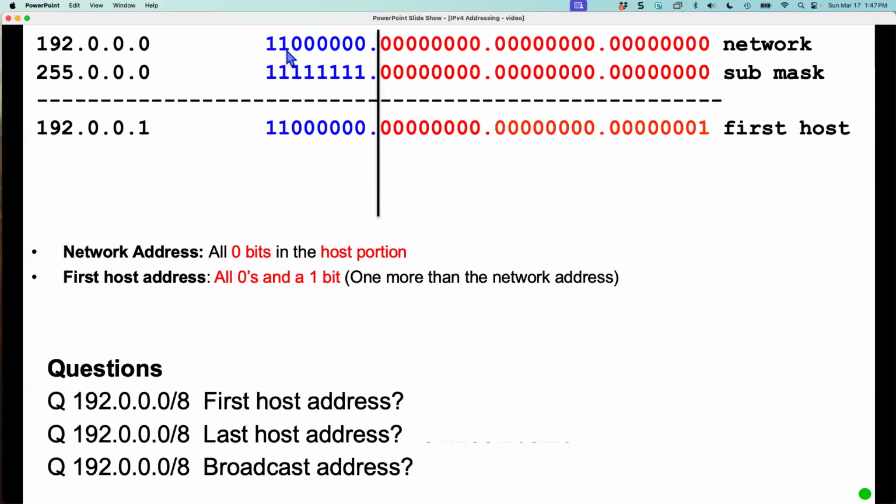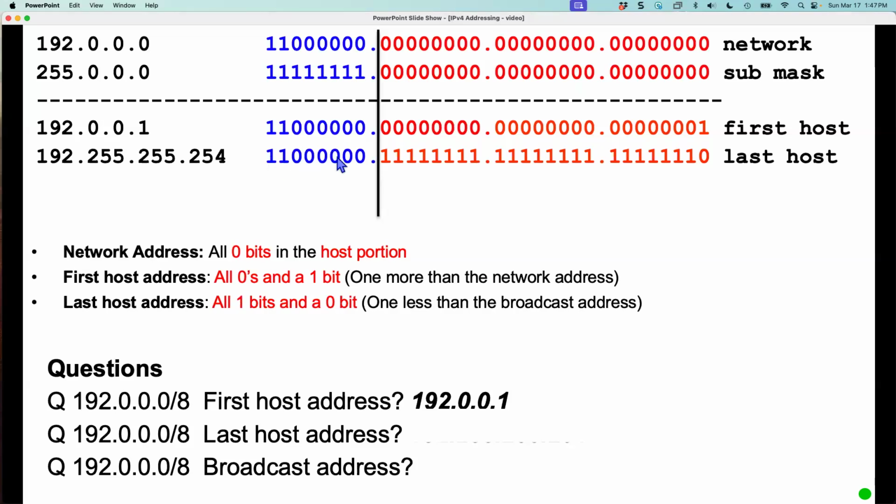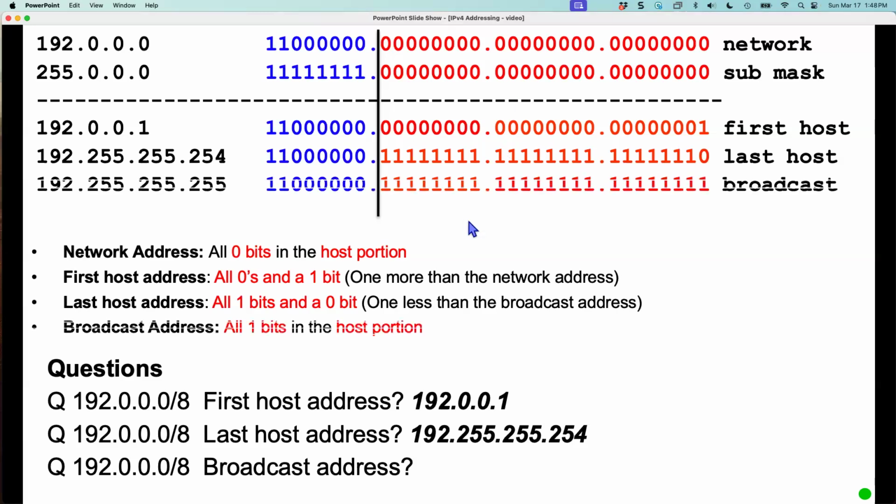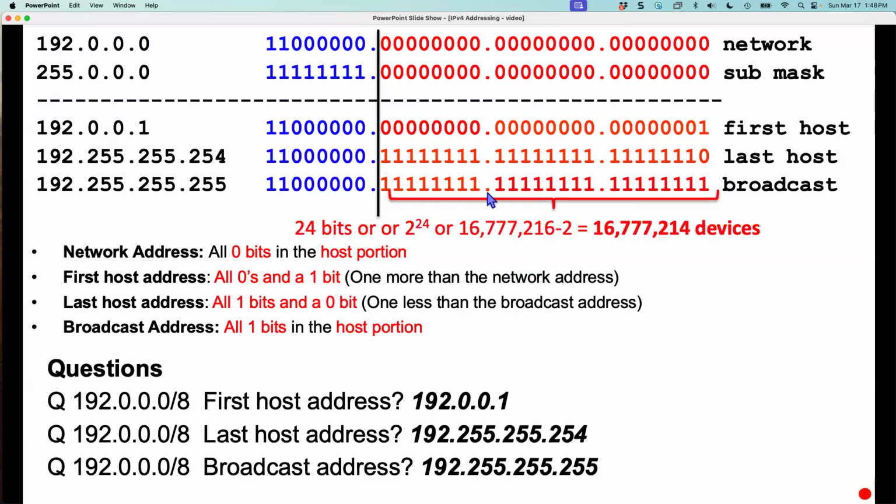Okay, what's our first address? Let's just copy the network bits. It's only 8. This is a /8. Copy the /8. Our first host is all zeros and a 1-bit, or 192.0.0.1. Our last host would be 192, the network portion, then all ones and a 0, or 192.255.255.254. The red bits are the host portion. And our broadcast, 192.255.255.255. Okay, this gives us 24 bits for end devices.